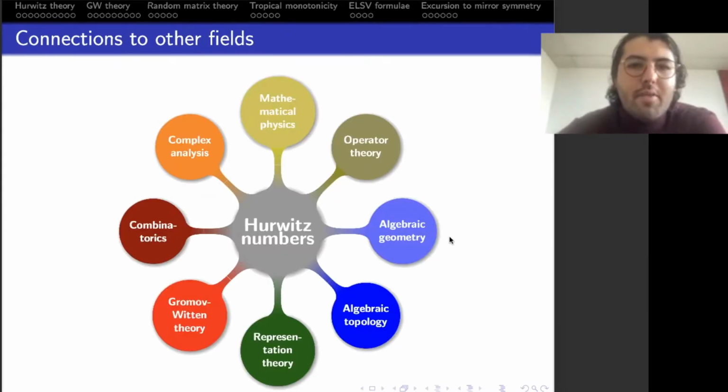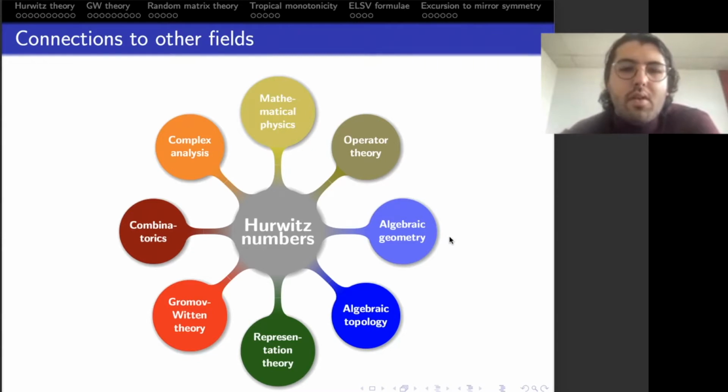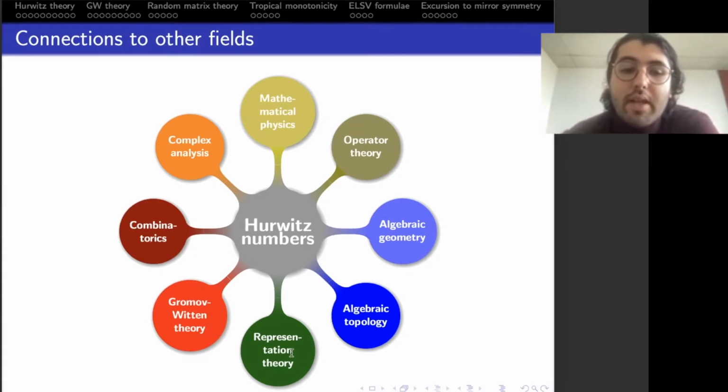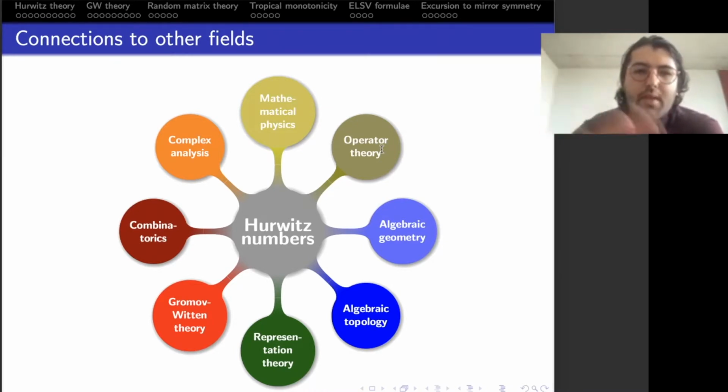One of the amazing things about Hurwitz numbers that we saw in the last 30 years is that Hurwitz numbers show up in all kinds of mathematical fields. Originally they come from algebraic geometry and complex analysis and also algebraic topology in some sense. But they also show up in the representation theory of the symmetric group, in Gromov-Witten theory, in combinatorics, in mathematical physics, and operator theory. In some sense, we will see all of these fields in today's talk.